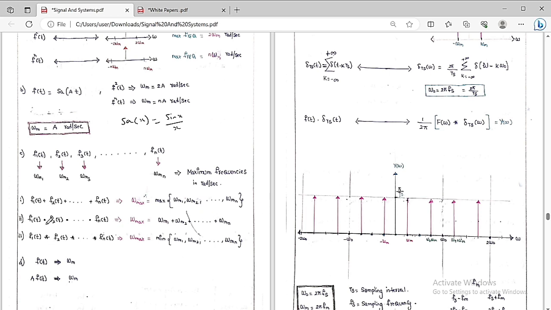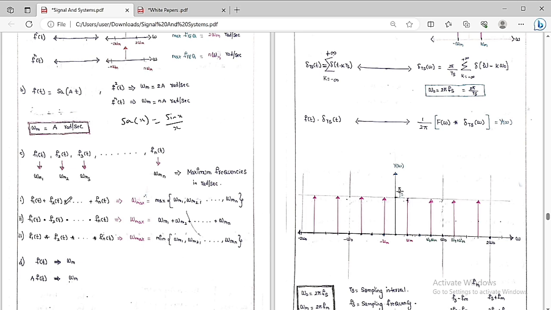Similarly, suppose you do the convolution of all the signals in the time domain. I've already told you convolution in the time domain is nothing but a product in the frequency domain. So it is a product in the frequency domain. What is the maximum frequency? It will become the minimum value of all the frequencies. Out of all these, whichever is the minimum will become the maximum frequency for all these signals. So these things you always have to keep in your mind.